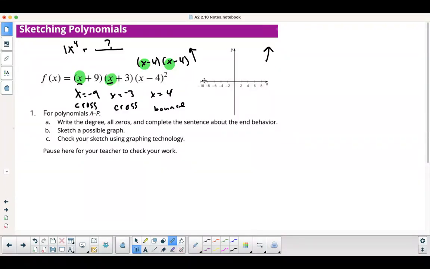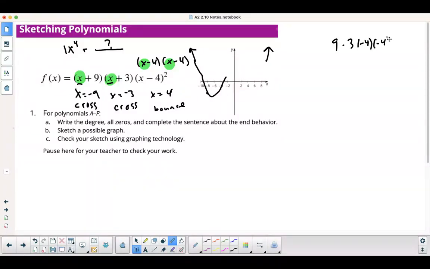So at -9, it's a cross. So you need to make sure your graph goes through -9. And then at -3, I'm going to cross again. My y-intercept, I probably want to know where my y-intercept is. If I took 9 times 3 times -4 times -4, I could get my y-intercept.